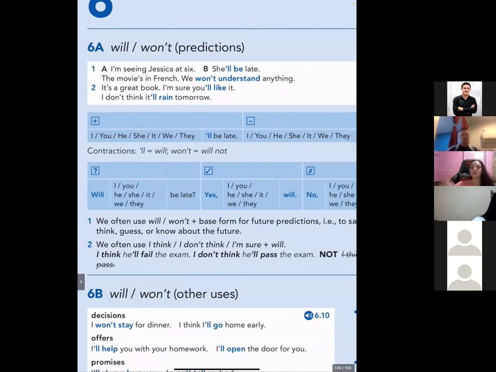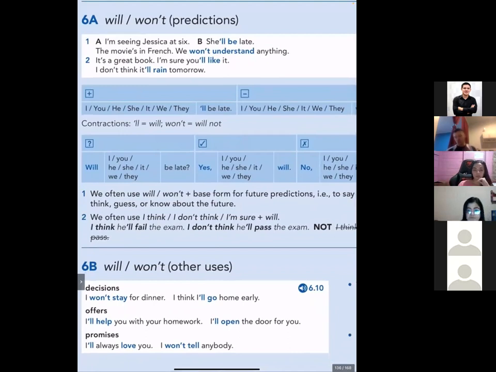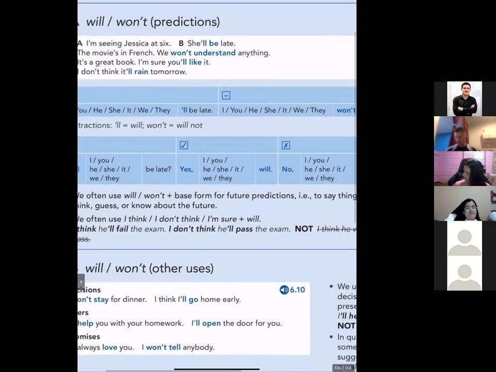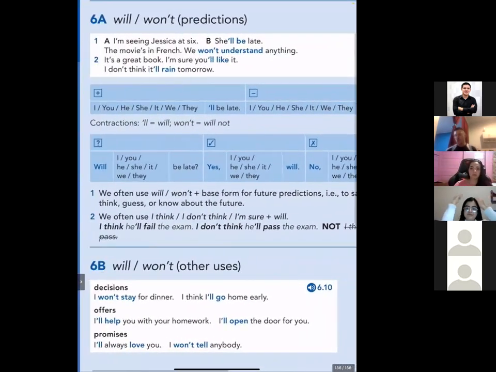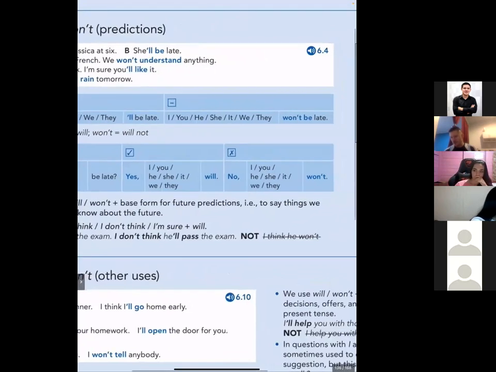Okay, so let's look at the information that we have over here. We often use will or won't plus base form for future predictions, for example, to say things we think, guess, or know about the future. Okay, number 2, we often use I think, I don't think, I'm sure plus will. I think he'll fail the exam. I don't think he'll pass the exam. Not I think he won't.